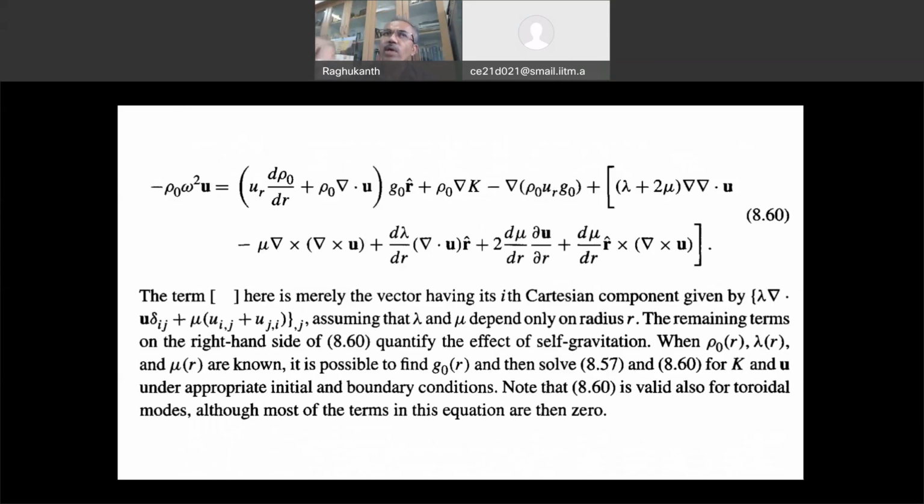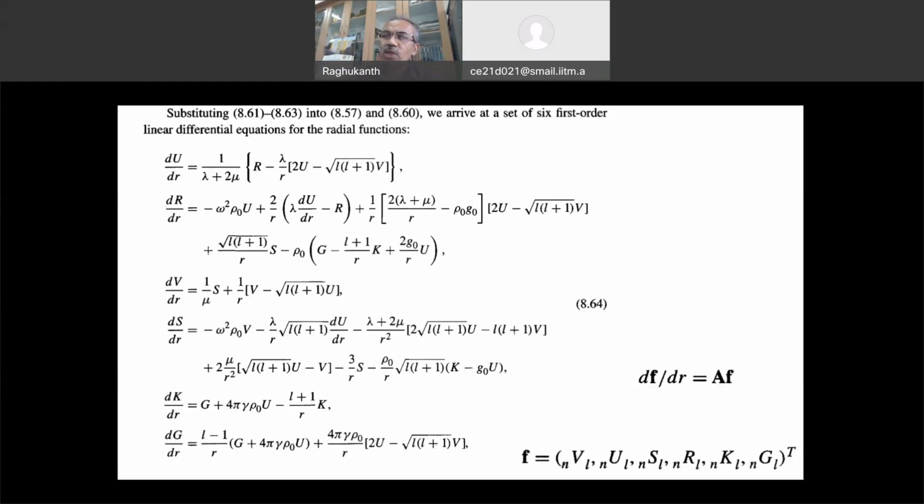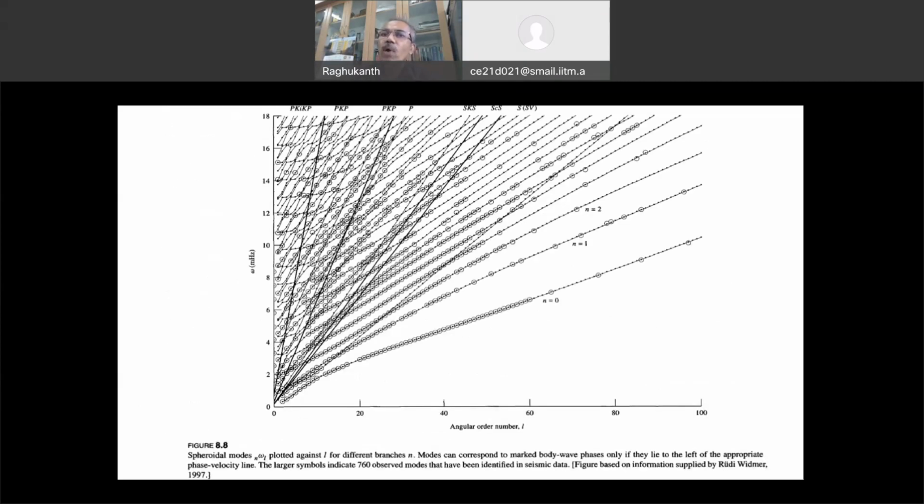For a spheroidal mode, this is the equation of motion. You have additional terms which account for gravity, apart from the other continuum mechanics terms. You solve in the same format, with spherical harmonics and so on. Previously the equations were 4 by 4 for spheroidal, but now you will have 6 by 6, because gravity adds the extra k and j terms. Now you find the eigenvalues and eigenvectors, and you can get all the mode shapes. If you plot with respect to angular order number and frequency, the graph looks like this for the spheroidal modes, as I already told you last class.